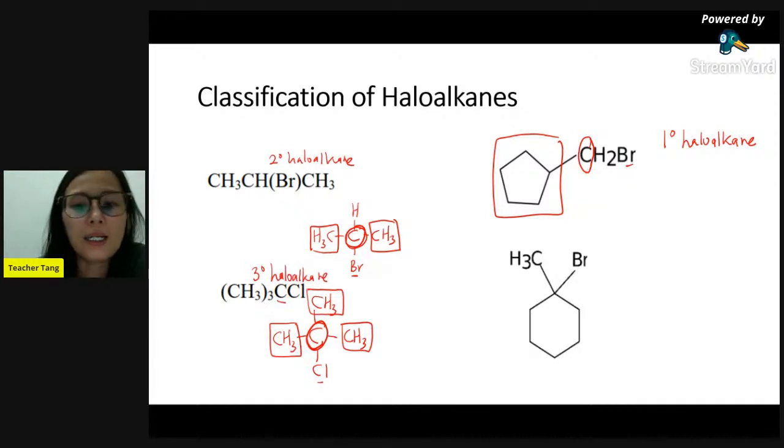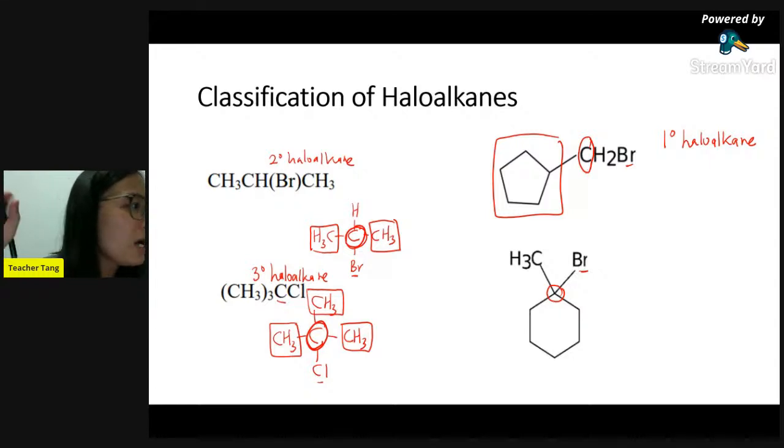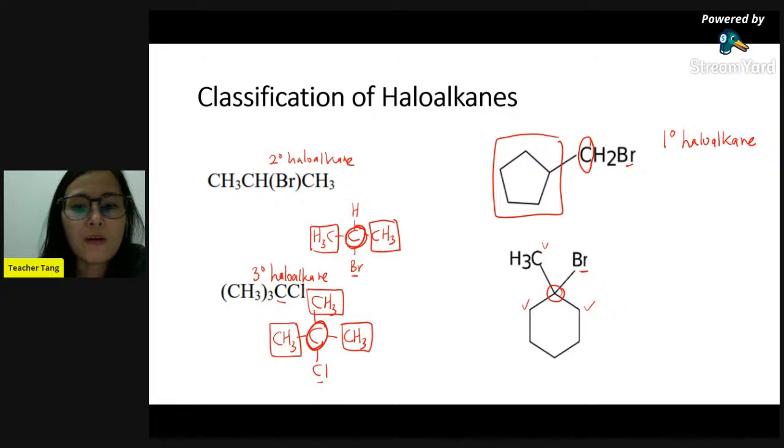So we move on to look at the next one. This is the reference carbon because it is bonded to the halogen. Can you see that no hydrogen is attached to it? If no hydrogen is attached to it, it means it has 3 alkyl groups. So if it has 3 alkyl groups, it is a tertiary haloalkane. This is how we classify the haloalkane. Again, very important. We are going to see this in the SN1 and SN2 reaction mechanisms again.